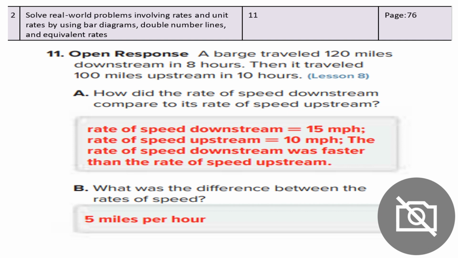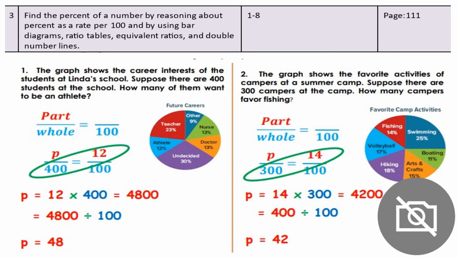So the rate of speed downstream was faster than the rate of speed upstream. See here, this is 15, this is 10, of course this is more. So downstream is higher. What was the difference between these two speeds? These two speeds have a difference of 5 miles. How did we find it? 15 minus 10 is 5 mph, that means 5 miles per hour. This question is also regarding speed, but using cross multiplication I can do it. So many questions are there with the cross multiplication method.